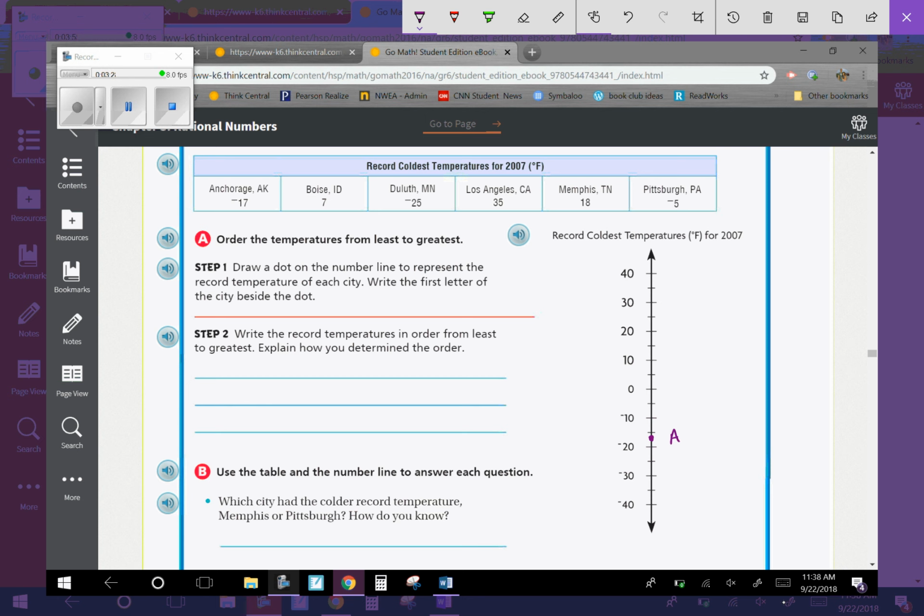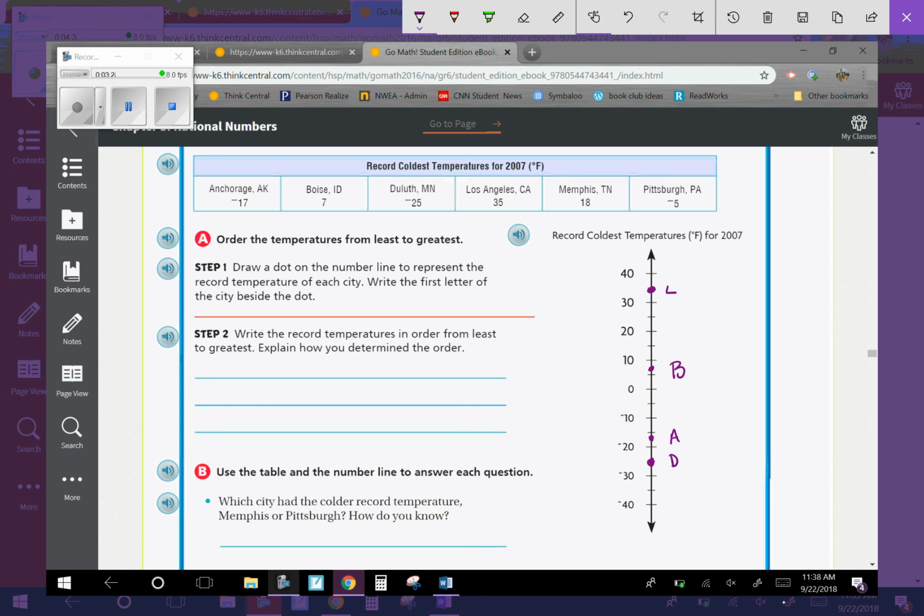Then Boise is not quite 10, but bigger than 5. It's positive 7, so that's going to be B. Duluth, negative 25, start at 0. Go down 20, not quite to 30, right there halfway, 25. Los Angeles, California is 35, start at 0. Go up 30, and then halfway to 40, 35 is L.